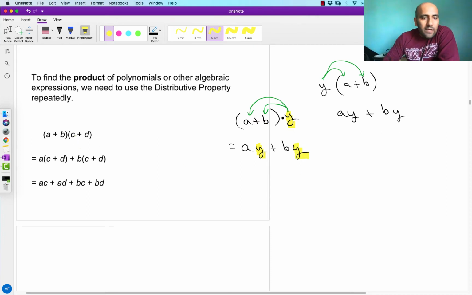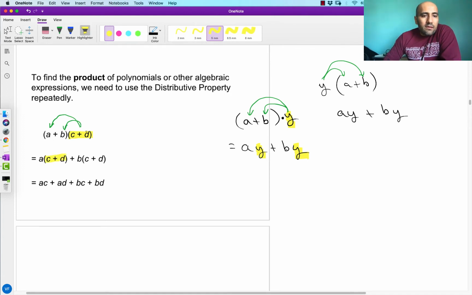Well, we're doing the same thing here, except that instead of a simple y, we have this binomial. Why not treat it as a little unit and distribute it? So it will be distributed across. So we'll end up with a times this amount plus b times this amount. And that's what this is.